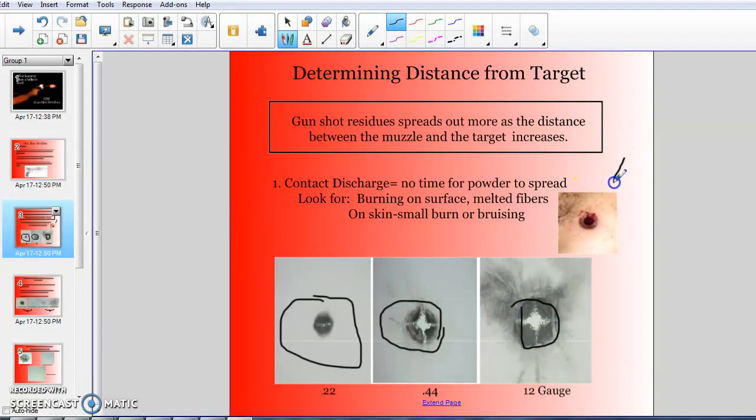This right here is a contact discharge on skin. So this is what it looks like if somebody is shot at point blank range, where the barrel of the gun is actually on the skin, and you can see that the skin actually gets bruising in the exact shape of the barrel of the gun.